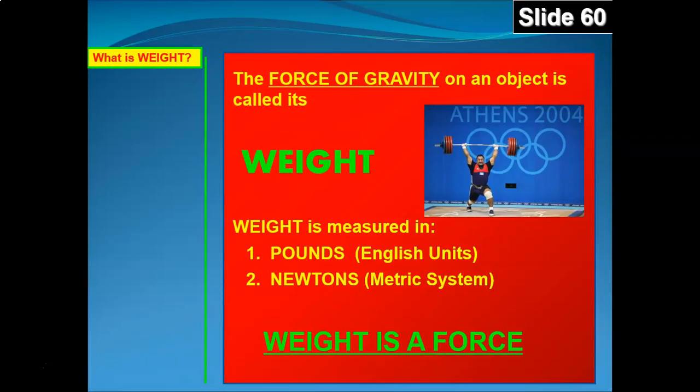What is weight? The force of gravity on an object is called its weight. Weight is measured in pounds here in the United States. When you stand on a bathroom scale, it gives you your weight in pounds. That's in the English system. The one we use in physics, though, is newtons. That's the metric system. And so weight is a force. Force is measured in newtons, and weight is a force. It's the force that you're putting on the Earth. It's also the force that the Earth is putting back on you.